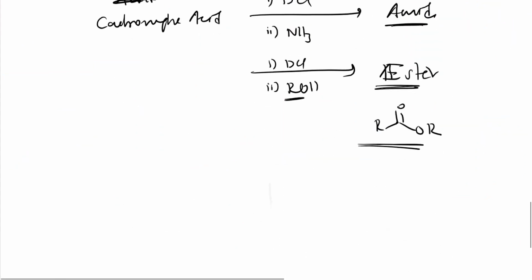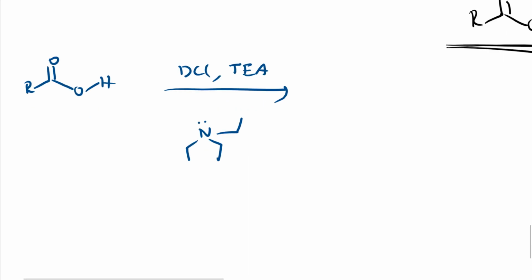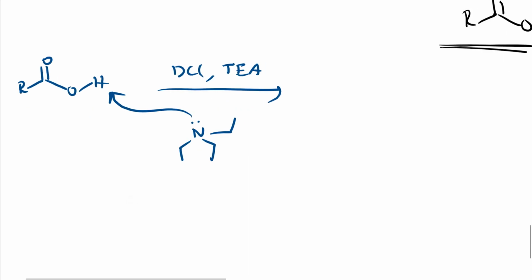Along with this DCC, we can also use some base. For example, I will take one more example. Let me take RCOOH. I have DCC, and along with this I will add one base, TEA, meaning triethylamine. I hope you know the structure. So what will it do? It is an acid-base reaction. It will take the proton from this acid, and I will get RCOO minus. And I have the structure of DCC. Now you should be able to write it confidently, with a cyclohexane ring on each side.